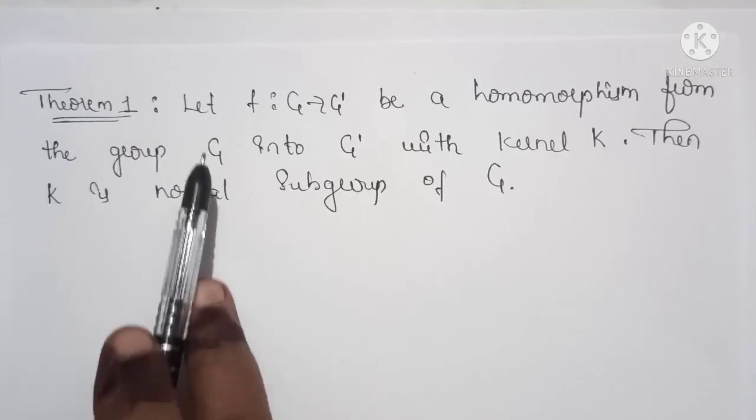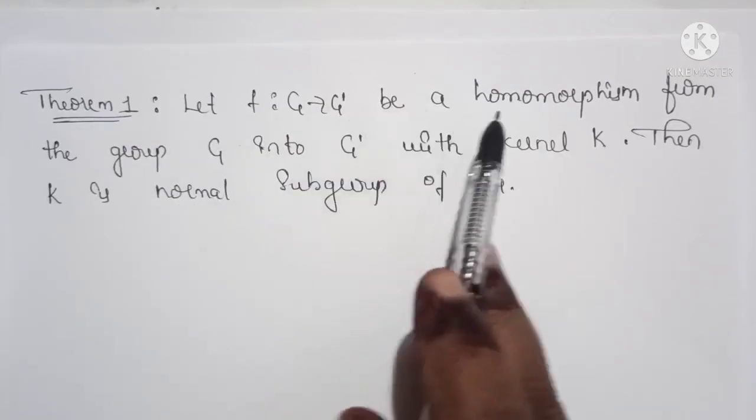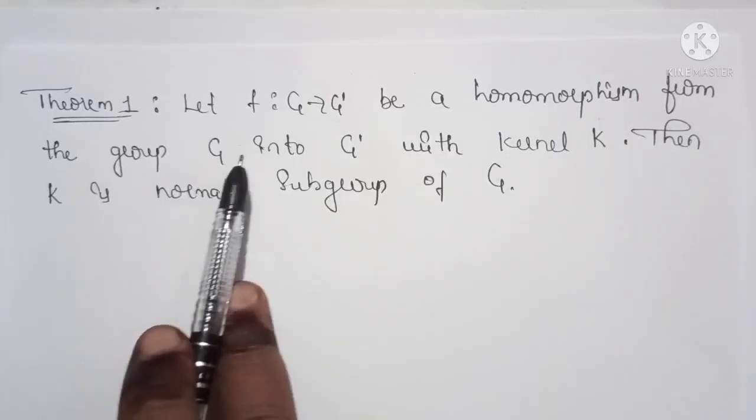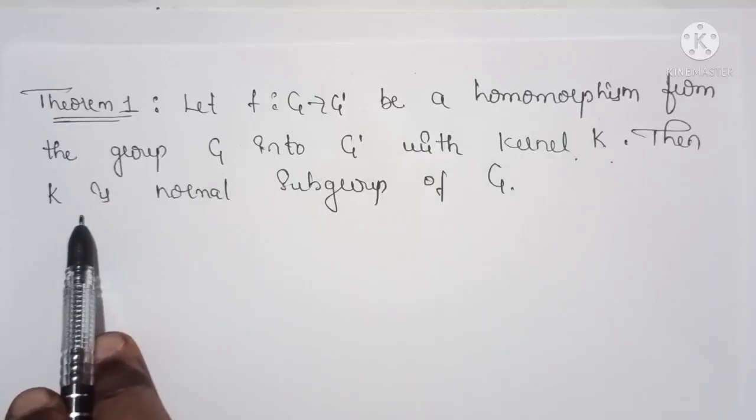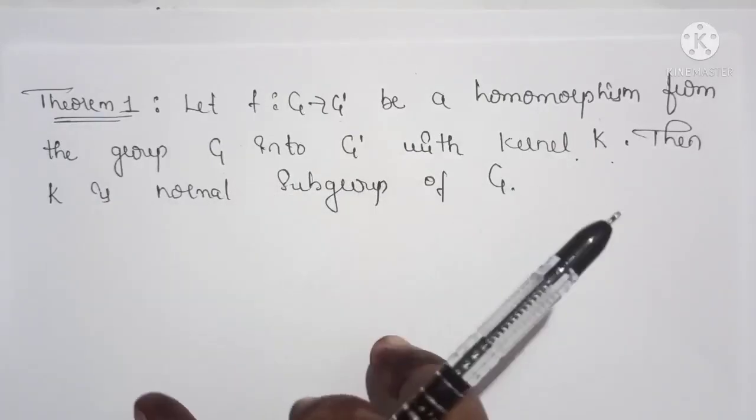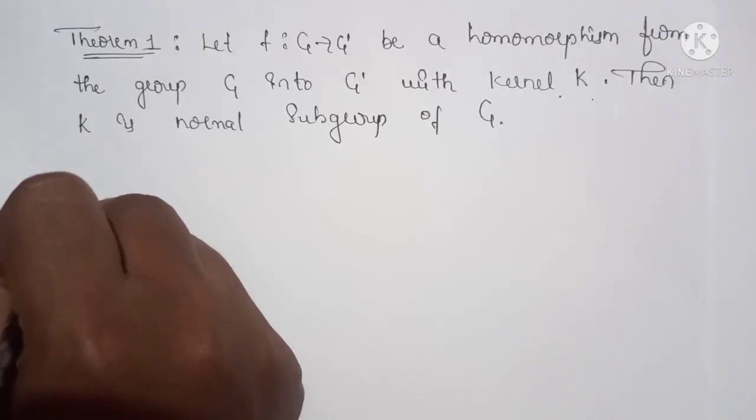Okay. So let us see some theorems on this. First theorem: let f from G to G dash be a homomorphism from the group G into G dash with kernel K, then K is a normal subgroup of G. So, proof.